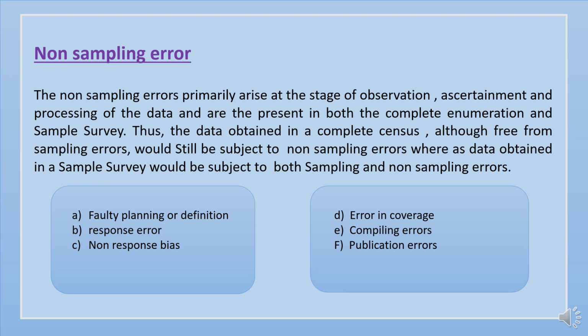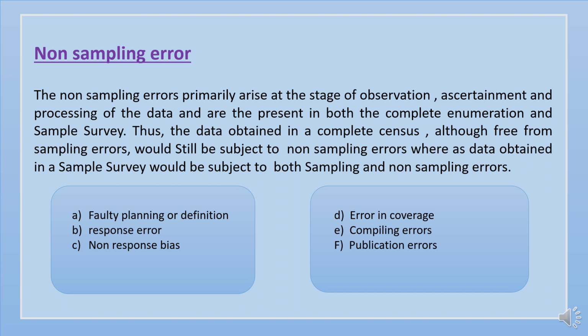Non-sampling errors. The non-sampling errors primarily arise at the stage of observation, ascertainment and processing of the data and are thus present in both complete enumeration survey and sample survey. Thus, the data obtained in a complete census, although free from sampling errors, would still be subject to non-sampling errors, whereas data obtained in a sample survey would be subject to both sampling and non-sampling errors.